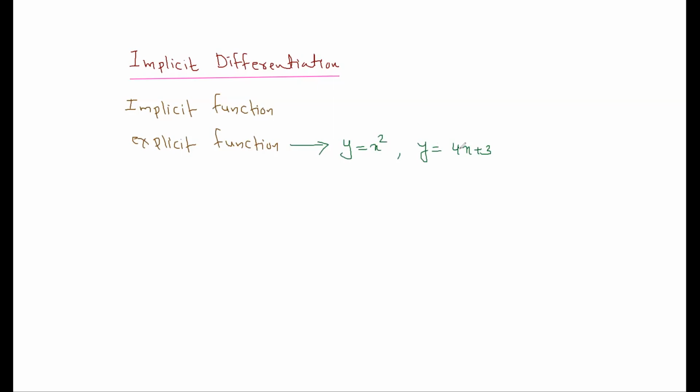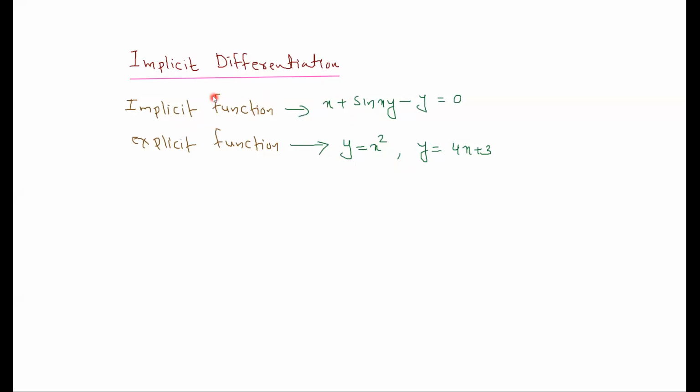Sometimes we cannot separate y and x. For example, x plus sin xy minus y is equal to 0. So here we cannot separate x and y, we cannot write y is equal to something form, because here instead of a single angle, xy is coming inside sine, and you cannot separate it. So you cannot write it in y is equal to something form. So that type of functions are known as implicit function.